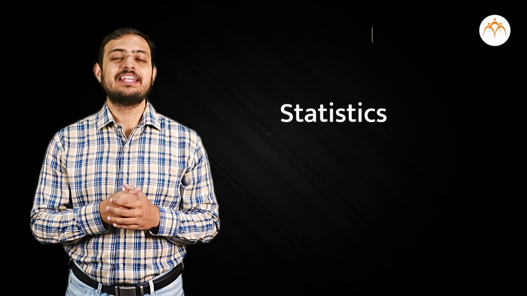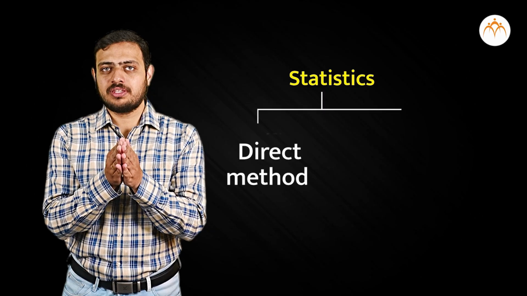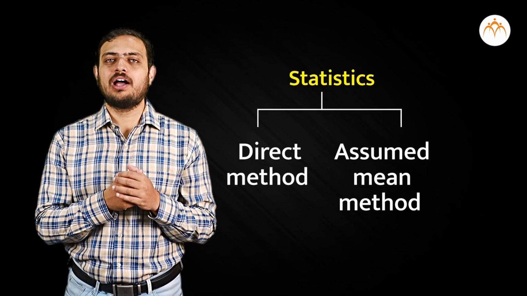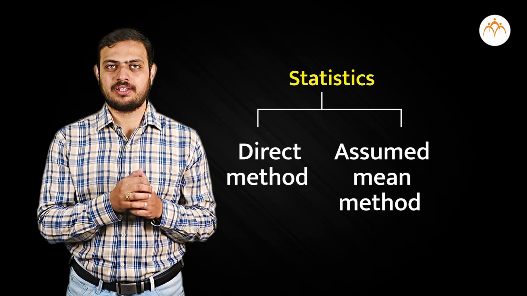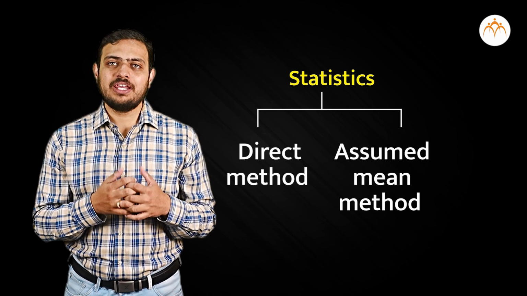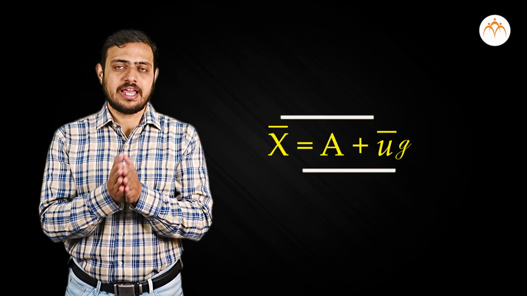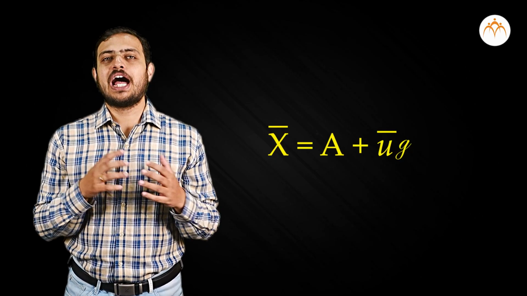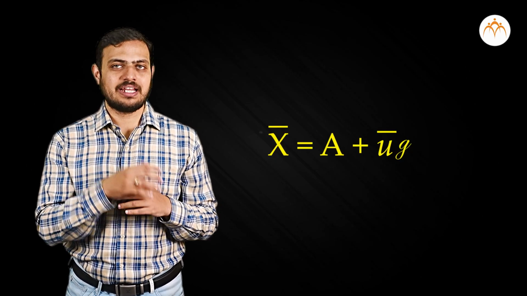Hello students. We have studied the direct method and assumed mean method to find the mean. Now we will study one more method. We can find the mean of the data using the formula x bar is equal to A plus u bar g. Now we will see this with an example.